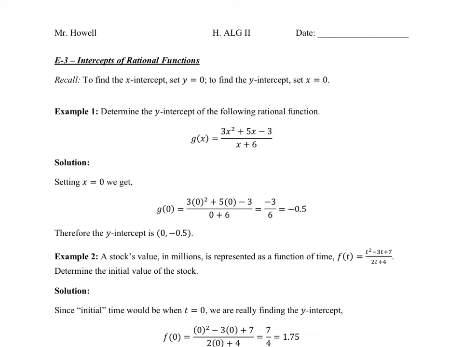Intercepts. What are intercepts again? Simply put, where the line or whatever the thing is crosses the axis. Where the curve or line or whatever it is crosses the axes, x and y. How do you find the x-intercept? Set y equal to 0, the function equal to 0. How do you find the y-intercept?